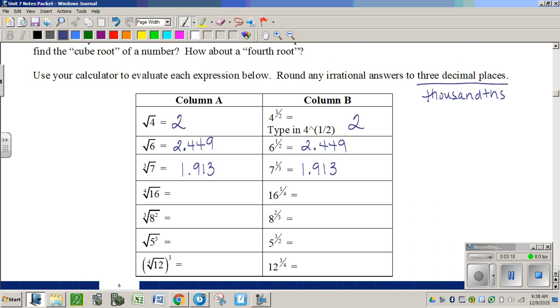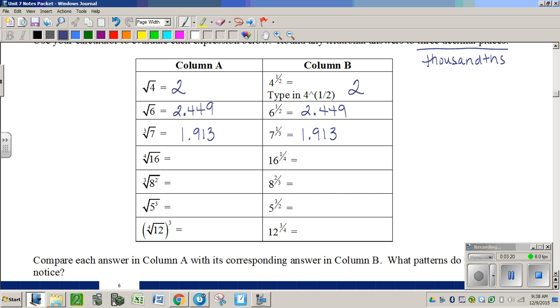Remember, fourth root would be a number multiplied by itself 4 times in order to get 16. So what is that value? Good, 2. Now, if you raise it to the 1/4 power, because it's the fourth root and you're raising it to the 1/4 power, you're going to get the same value. So that's also going to be 2.